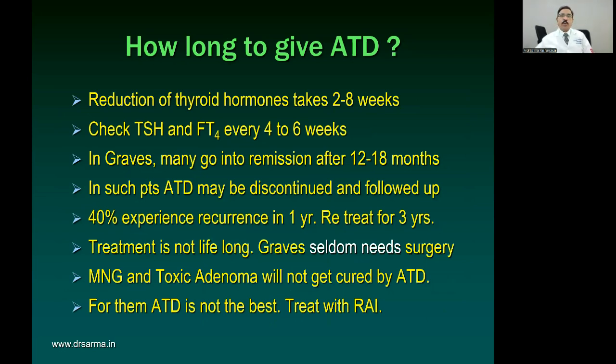Then, question is how long do I give antithyroid? As I told you, hypothyroidism lifelong, hyperthyroidism only limited duration. Reduction of thyroid hormones takes 2 to 8 weeks. Check TSH and FT4 every 4 to 6 weeks. In Graves, may go into remission after 1.5 years. Graves is autoimmune disease. The process subsides after some time. The autoantibodies are exhausted after 1 to 1.5 years. No more treatment may be needed. Such patients, antithyroid treatment will be discontinued and just followed up every 6 months.